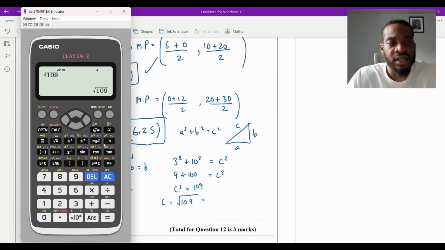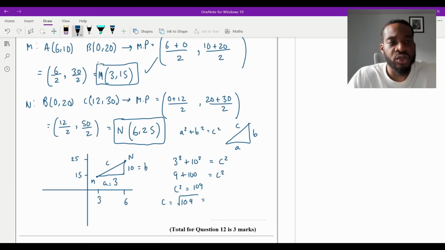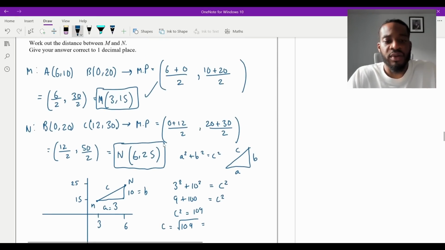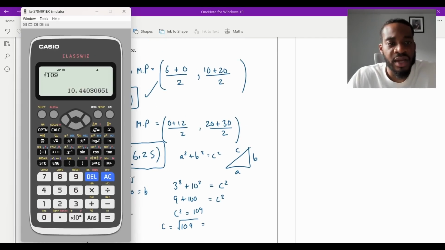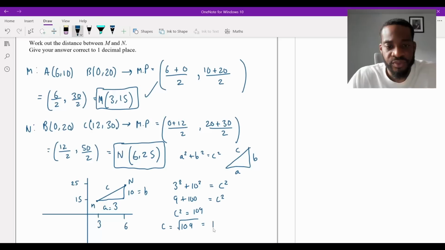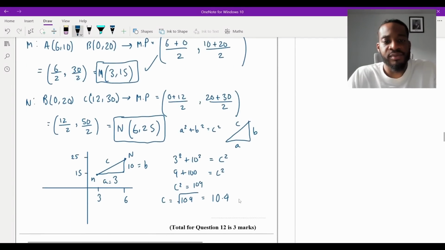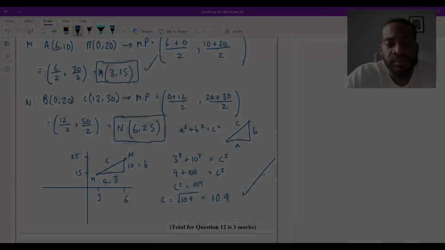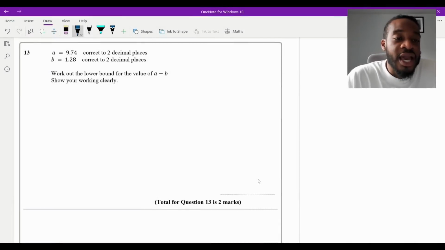Square root of 109 is that number there. They wanted it to, what did they want it to? 1 decimal place. So that to 1 decimal place is going to be just 10.4. And that is going to be our answer. That's it. Brilliant.